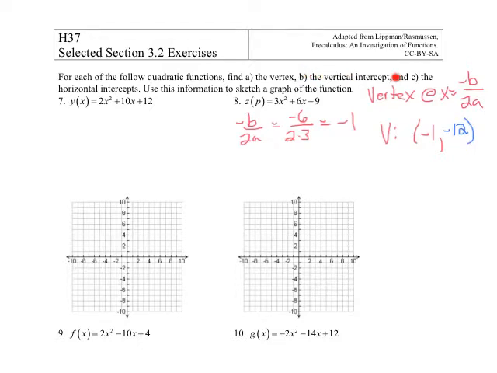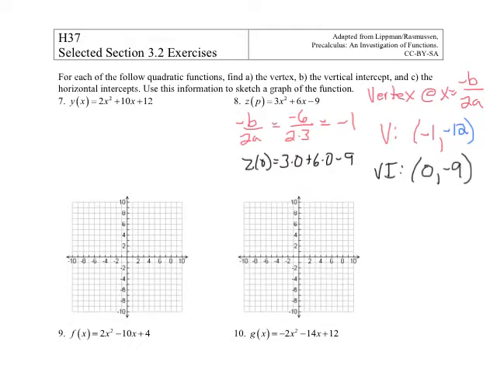The vertical intercept, or if you want to call it the y-intercept, that's going to occur where x is 0. So we evaluate for 0, and we get f of 0 is equal to 3 times 0 plus 6 times 0 minus 9. So our vertical intercept is going to occur at 0, -9. And then finally we need to find the horizontal intercepts.